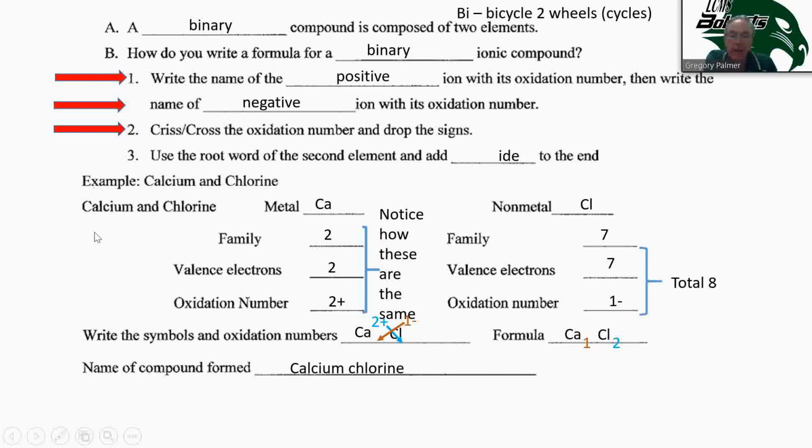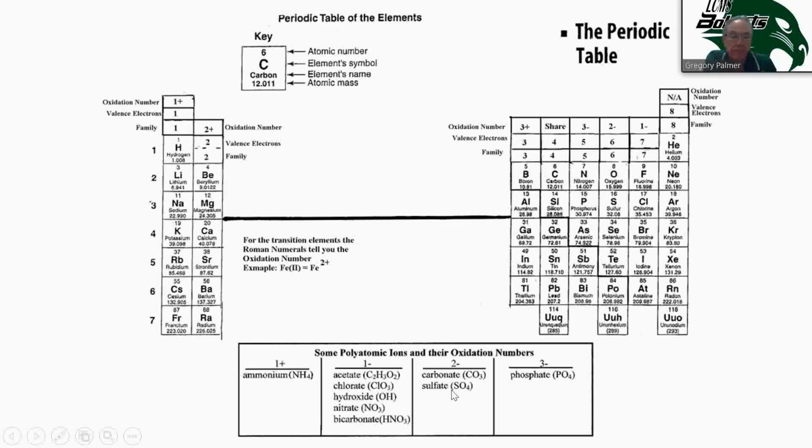Now, here's the elements we had: calcium and chlorine. So I just wrote calcium chlorine there. The last step says use the root word of the second element and add IDE to the end. Okay, so the root word is chlor. I'm going to add IDE to the end, and it's going to be calcium chloride. That's it. So we're going to stop here.